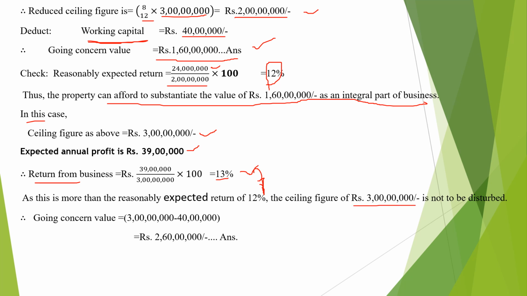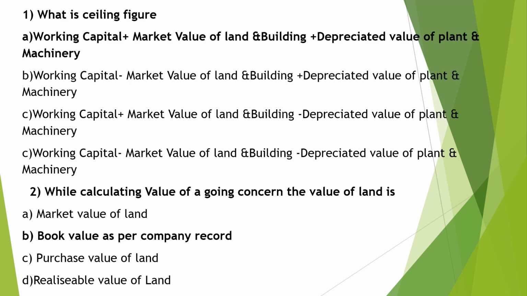Out of 3 crore, 40 lakh is the working capital. It means the value of the going concern will be equal to 2 crore 60 lakh. In this way, you can find out the value of a going concern from the expected profit and expected return, if it is given to you. Now we can do certain MCQs based upon this.